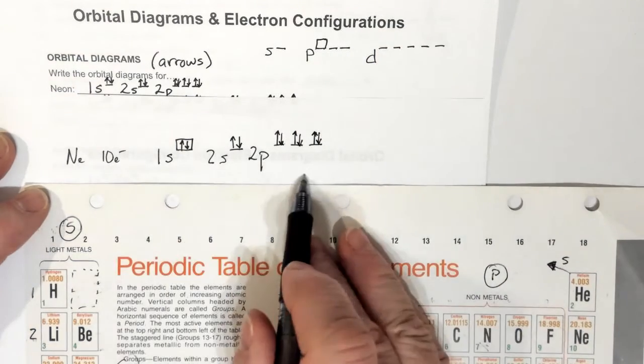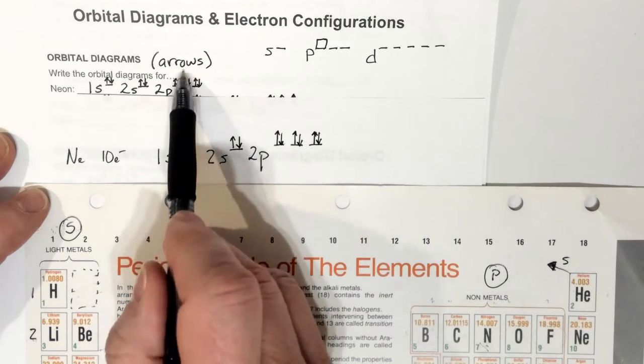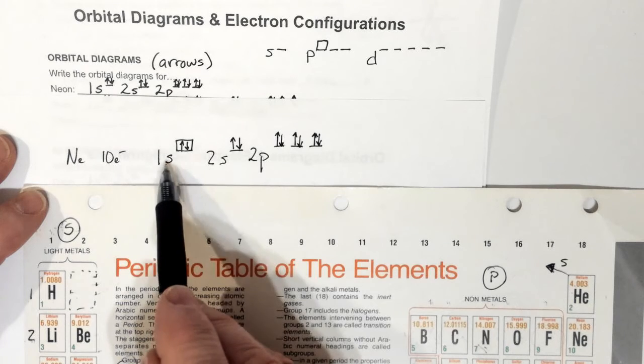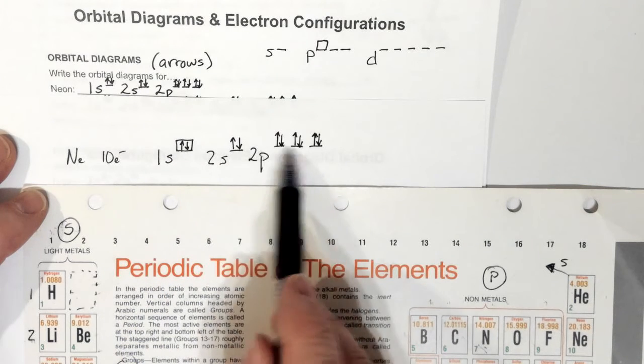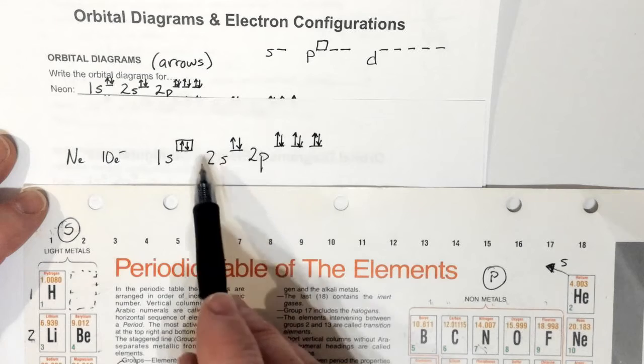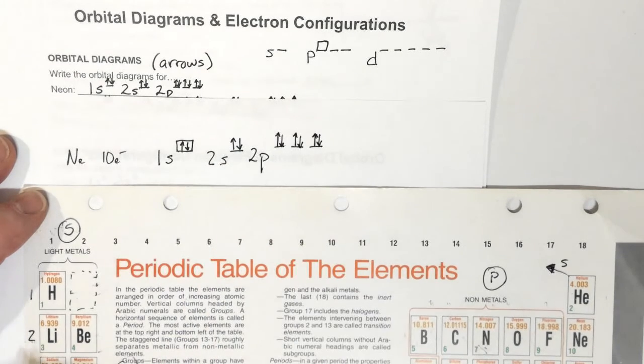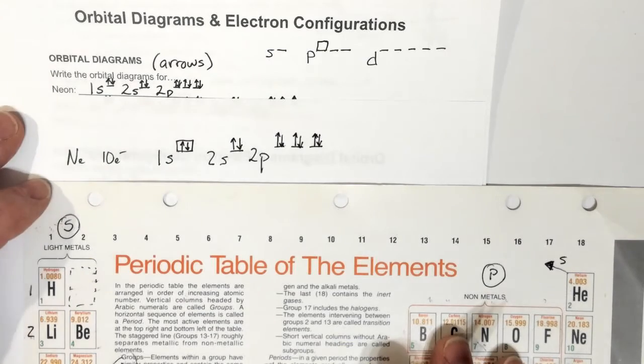So this would be the orbital diagram for neon. I would find electrons in a 1s, a 2s, and 2p orbitals. In fact, 3 of the orbitals in the p, and they would all be paired up. Okay? So that's how you do an orbital diagram.